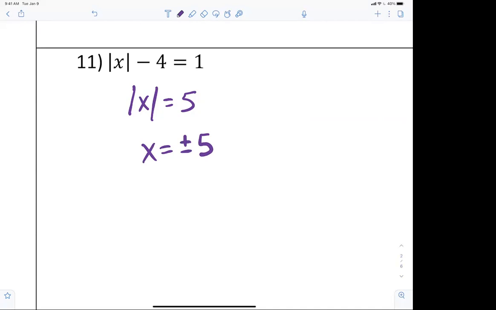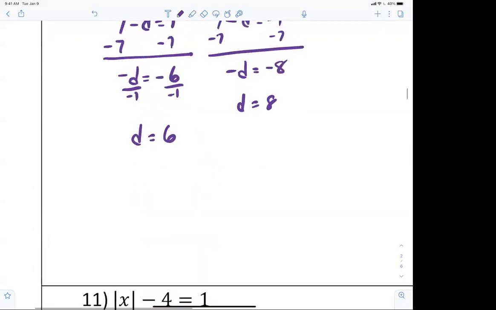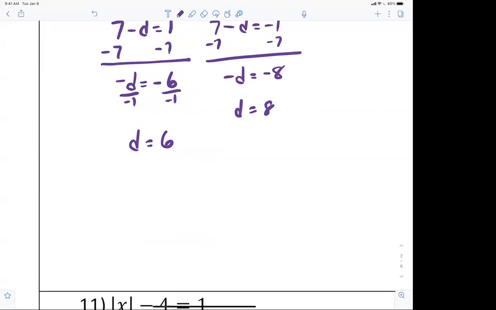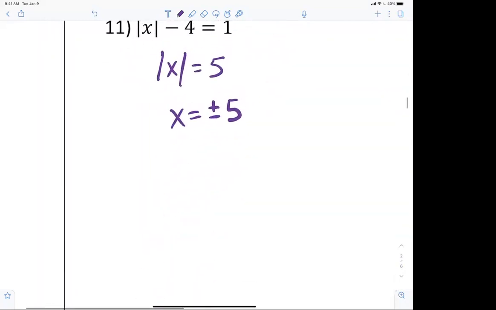Right, Eddie? Why sometimes is it plus and minus? If they're different, I can't put plus or minus. The answers are different. Here, the answers are 5 and -5. So if you want, you can write x equals 5, x equals -5, or you can combine it to plus or minus 5.